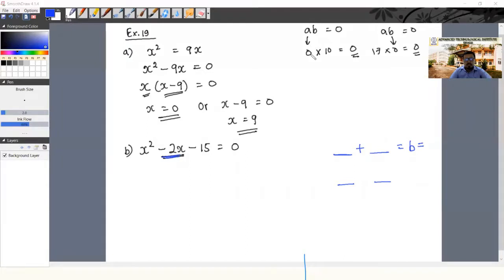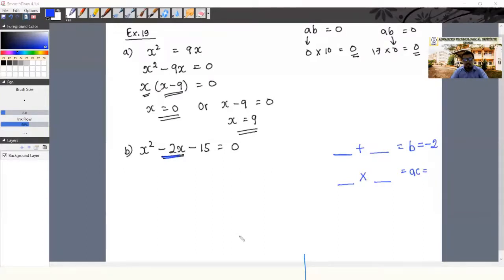Yes, the value of b is minus 2. And if we multiply the same two numbers, we should get a into c value. In this example, what is the value of a into c?